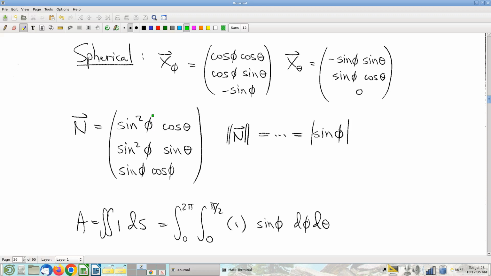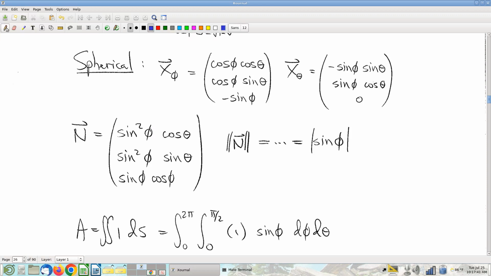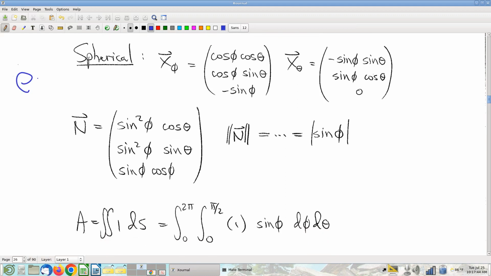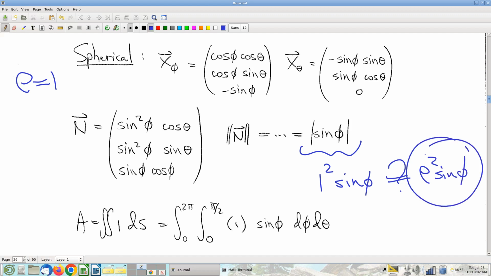Now, you may be thinking, well, yeah, but after all, I was on a sphere where the equation was rho equals 1, and so isn't this actually equal to 1 squared sine phi? Isn't this coincidentally equal to rho squared sine phi? And isn't that kind of the point? No, it's not. This is an illusion. This is a coincidence. In fact, this little coincidence only comes up in the case of spheres centered at the origin. But it's a nasty little illusion because it's so tempting.